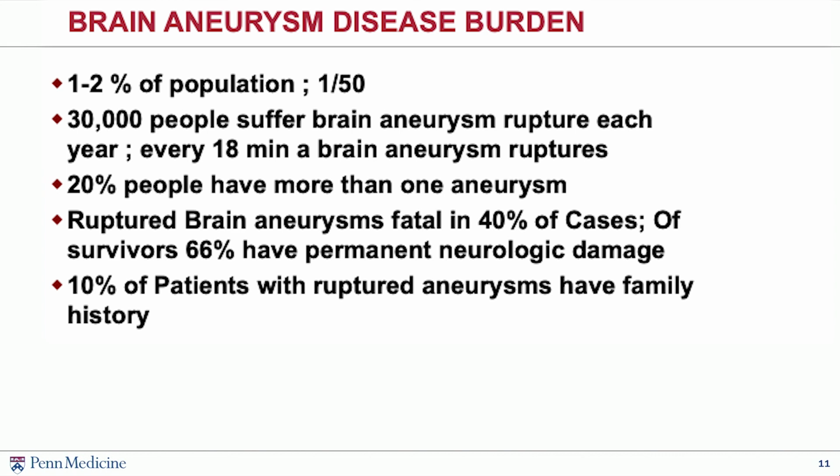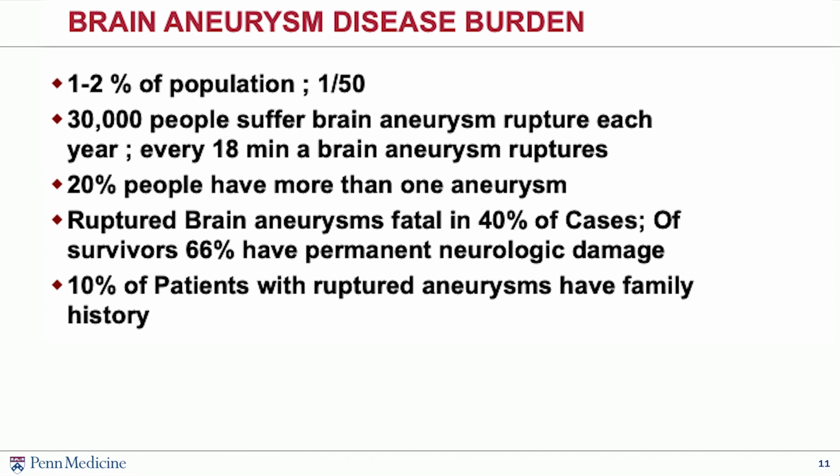20% of the people often have more than one aneurysm. We've had patients with up to 5 to 6 aneurysms inside their brain. Similarly, ruptured brain aneurysms have a huge morbidity and mortality toll. So if you look at these numbers, you may think that, oh, okay, it's 1 to 2% of the population, but if someone has brain aneurysms, the repercussions are huge because it's fatal in 40% of the cases. The 66% survivors, they can have permanent neurologic damage.